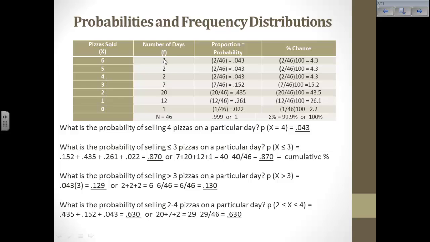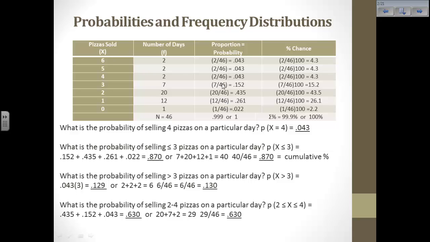And then this column, the frequency column, represents how many days we sold, for instance, 6 pizzas. So 2 days, we sold 6 pizzas. 2 days, we sold 5. 20 days, we only sold 2. And then you add all these days together, and that gives you the sample size, or in this case, the population size, because we're really only interested in how many days the restaurant has been open, and in this case, it's only been open for 46 days.